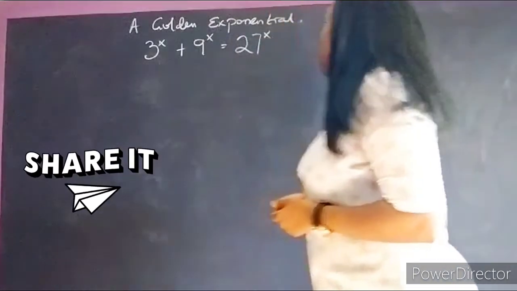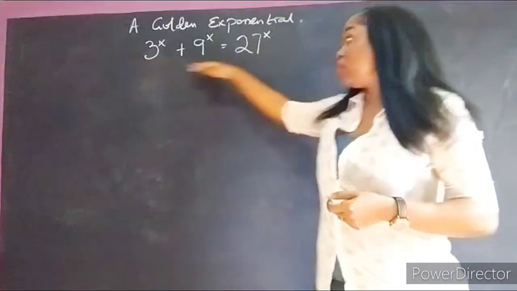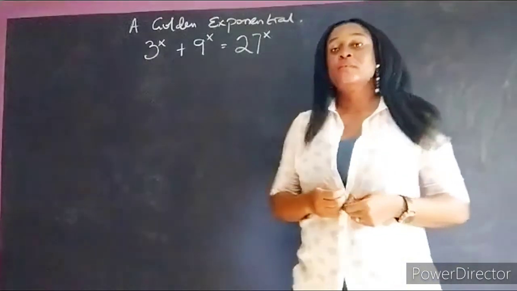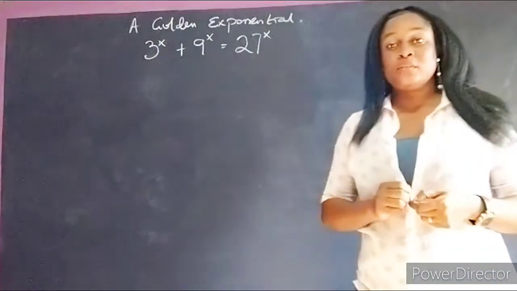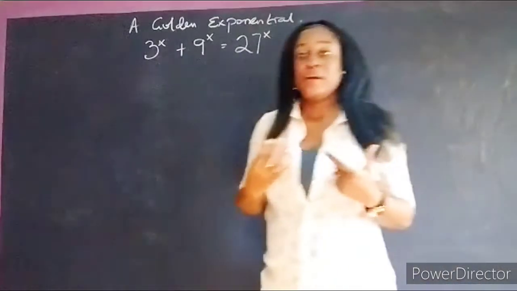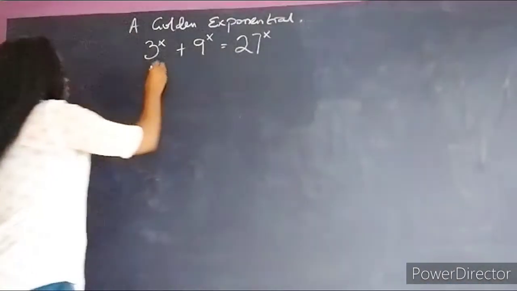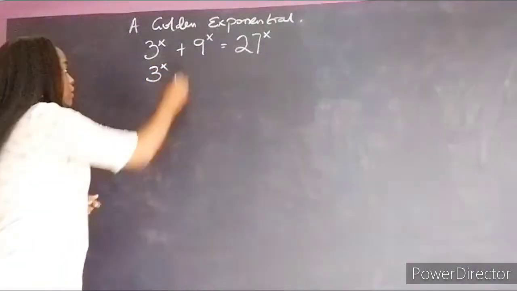So how do we find the value of x? First of all, I can already see a pattern in this question. I'm seeing products of 3 raised to powers. So we're going to break down everything to have the same base. So let's start with this. So we say 3 raised to power x.